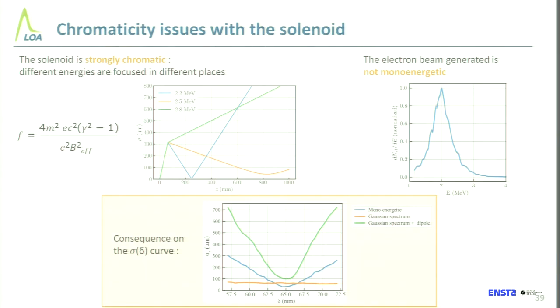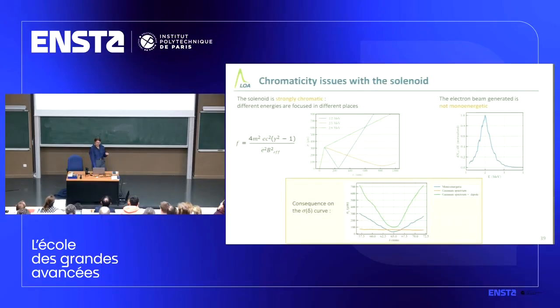Now, something to say is that the solenoid is a really chromatic device, and here you have the equivalent focal length of the solenoid, which is really strongly dependent on the electron energy. So if we look at the trajectory of electrons with different energy being focused, you see that different energies are focused in really different places. And our electron beam is not monoenergetic. Here you see the spectrum of our electron beam. We have very various energies.